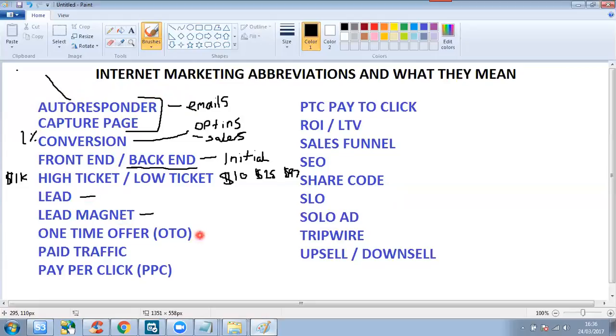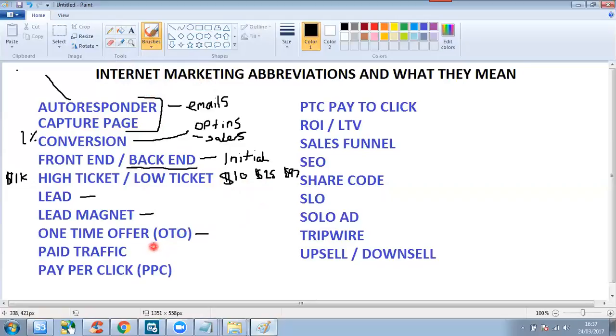Now, one-time offer basically means somebody opts in on your capture page for more information, and then they're presented with a one-time offer. So this might be to buy a $7 product or a $10 product. A one-time offer is usually a low ticket, low cost product that they offer you after opting in for more information on the capture page. That's what a one-time offer or an OTO means.